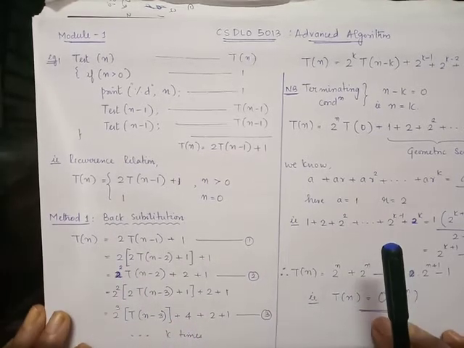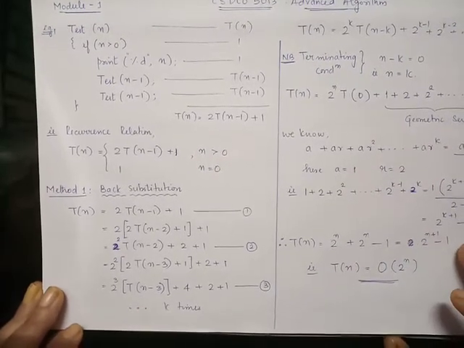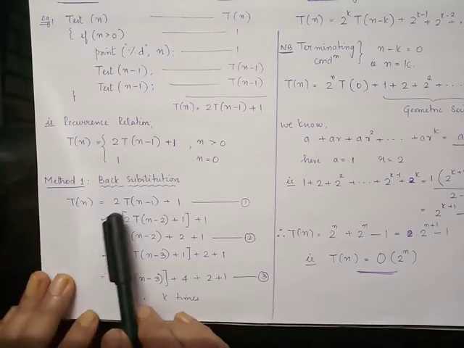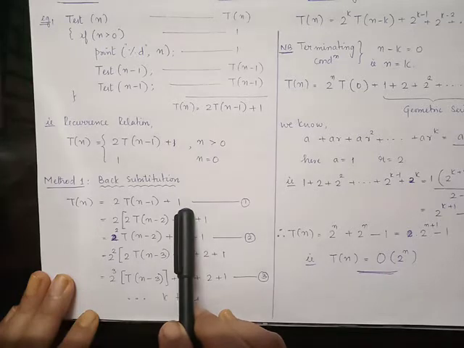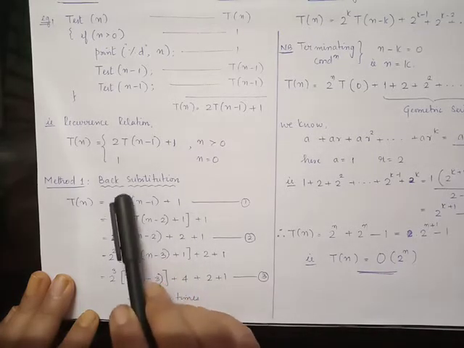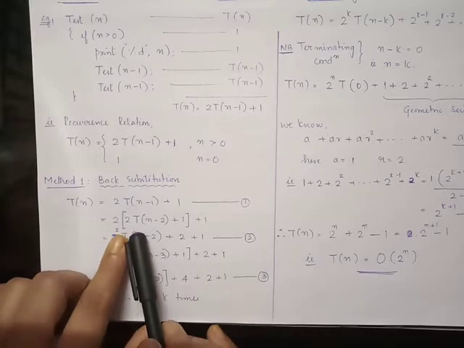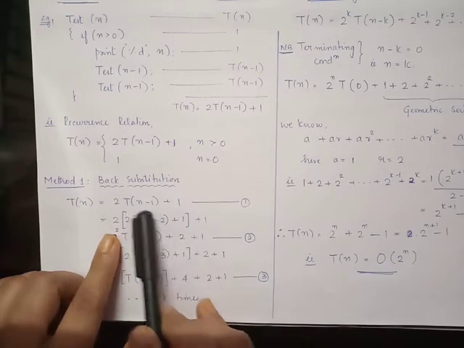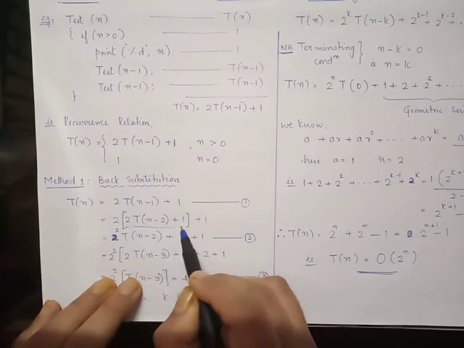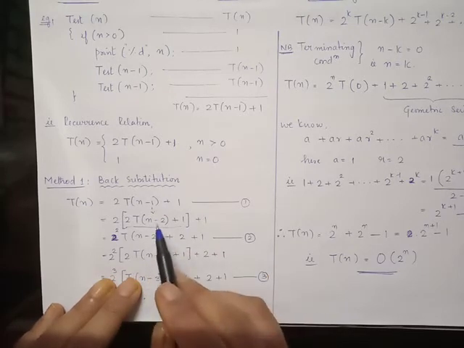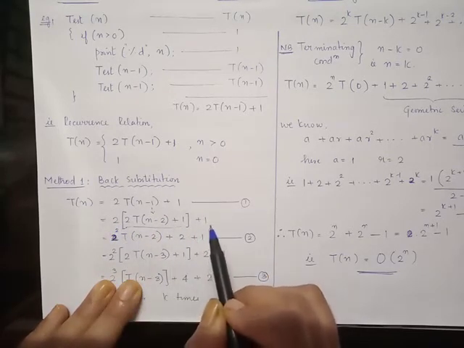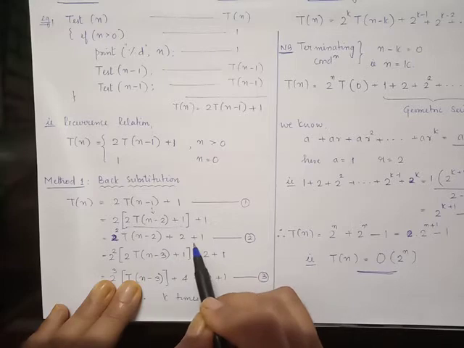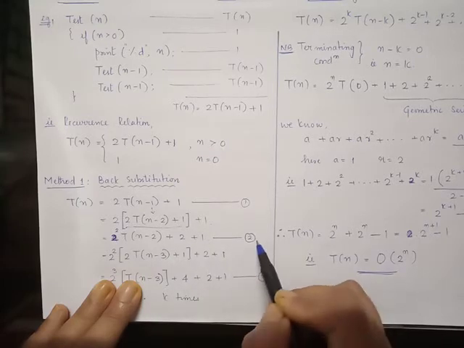Now let us solve this recurrence relation using the first method, that is back substitution. Here we'll consider the equation of t of n, which is 2 times t of n minus 1 plus 1. When we substitute t of n minus 1, we get 2 times (2 times t of n minus 2 plus 1) plus 1. We substituted this as follows. Now we'll retain the remaining part of the equation as it is. This can be written as 2 squared times t of n minus 2 plus 2 plus 1. This is our second equation.